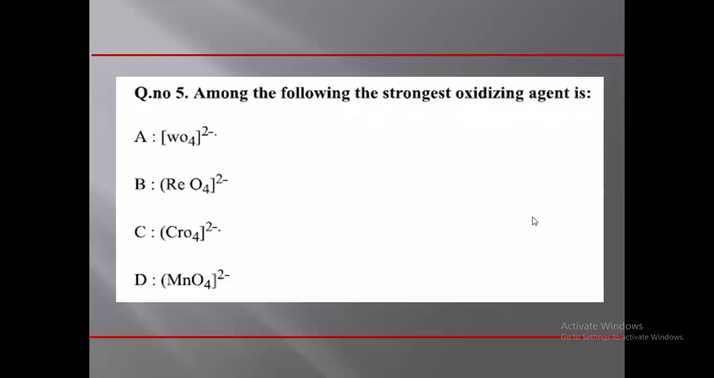Question number 5. Among the following, the strongest oxidizing agent. Which is strongest? Here tungsten, rhenium, chromium, and manganese complexes are there. But you can see in the periodic table, rhenium has the highest oxidation state. The oxidation state of rhenium is +8. So you can see tungsten, chromium, and manganese have very low oxidation states, less than 8. So option B is the correct answer.